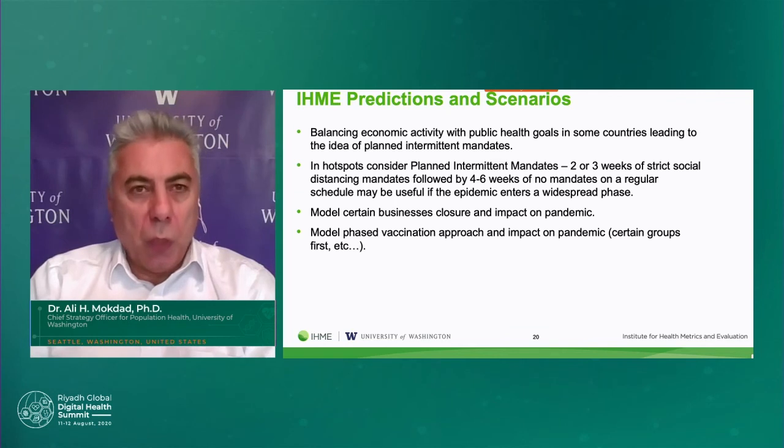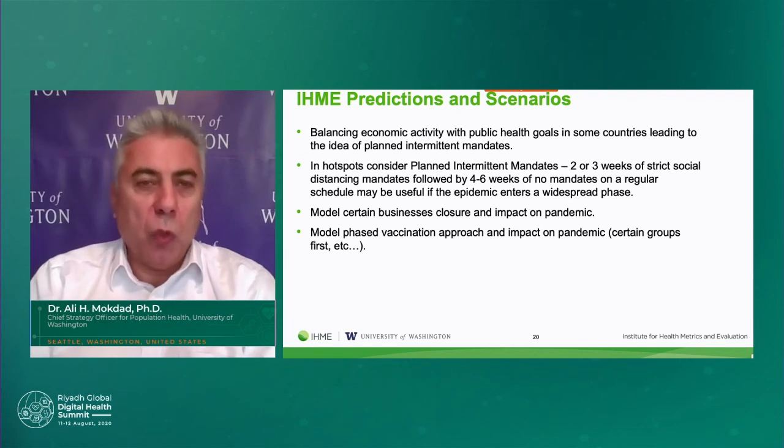What we're trying to do now is model what we call a pulse, where you can lock down for 2 weeks, open for 4, lock 2, open 2, lock 2, open 6. These scenarios will be available from IHME. We have them right now. They're going through quality checks, and we will release them soon on our web as well.